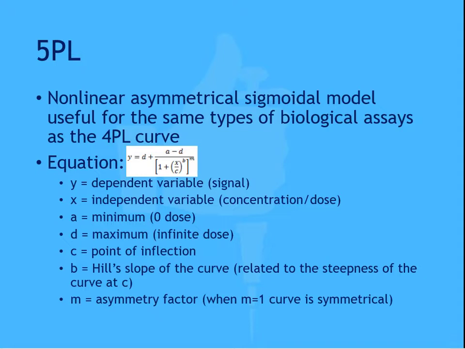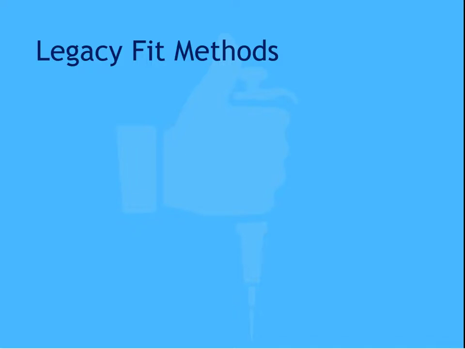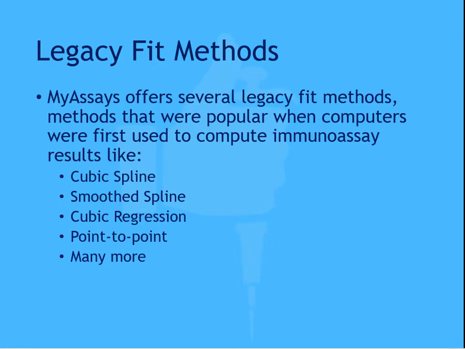But just because the 5PL curve fit method accounts for asymmetry doesn't necessarily mean it's automatically a better fit than the 4PL. One of the advantages of the 4PL curve is that in general it requires fewer standards than 5PL to obtain a meaningful curve fit. MyAssays also includes multiple legacy fit methods like cubic spline, smoothed spline, cubic regression, and point-to-point, just to name a few. These methods were popular when computers were first being used to compute immunoassay results, as these tended to be computationally simpler. Kit manufacturers may still recommend the use of these curve fit methods, however, you may find that a 4PL or 5PL fit gives better results.